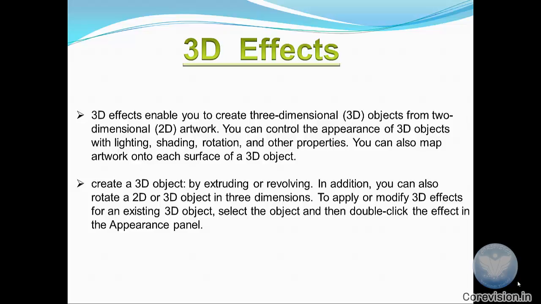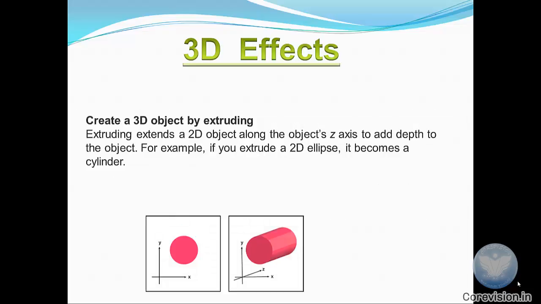Create a 3D object by extruding or revolving. In addition, you can also rotate 2D or 3D objects in 3 dimensions. To apply or modify 3D effects for an existing 3D object, select the object and then double-click the effect in the Appearance panel. Create a 3D object by extending a 2D object along the object's z-axis to add depth to the object.